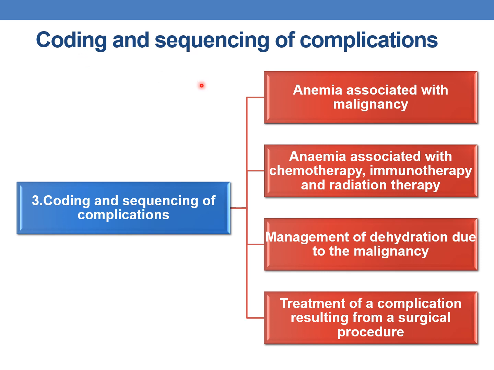Now coming to coding and sequencing of complications. In the coding and sequencing of complications, there are 4 subtopics: anemia associated with malignancy, anemia associated with chemotherapy, immunotherapy and radiation therapy, management of dehydration due to the malignancy, and treatment of a complication resulting from a surgical procedure.